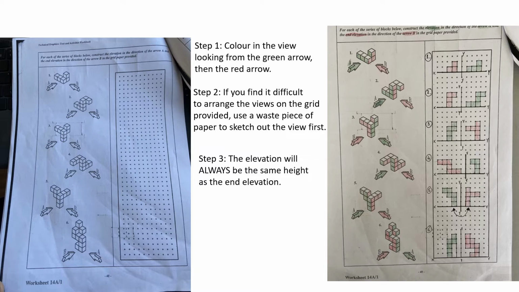So first of all, in the direction of the green arrow, I've got the solution here on the right hand side, and the actual question on the left hand side. So color in what you can see. You can see all those boxes there, and you can see that box there. Okay. Do the same thing then with the red from the direction of arrow B. You can just see those there.